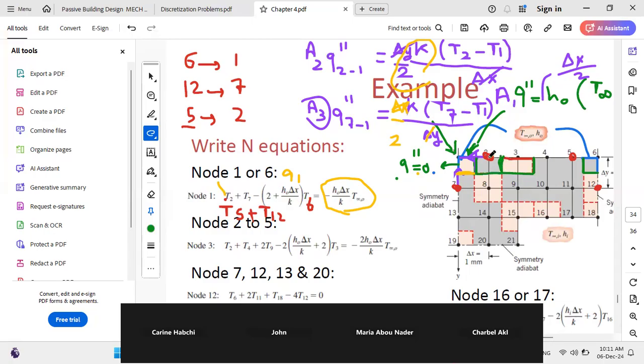So if I consider the equation for node 2, first, what is the convection flux? It is plus H times the area. The area is the area of this face, which is delta x times 1. So H out times delta x times (T infinity out minus T2).